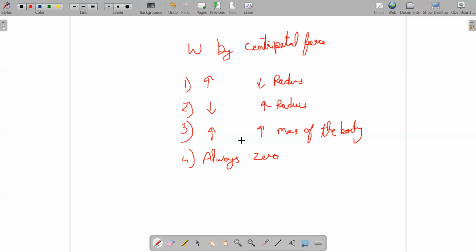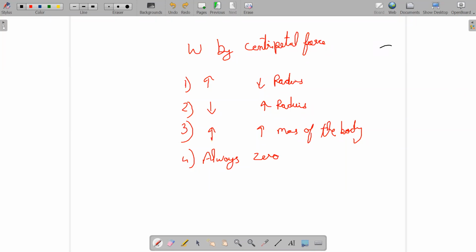So let us understand this. That is enough time for a theoretical question. So here, what it says is the work done by a centripetal force. You need to understand that in a circular motion, centripetal force comes into play, right?